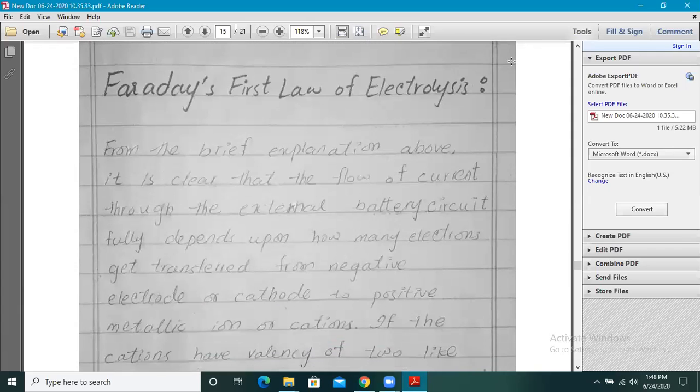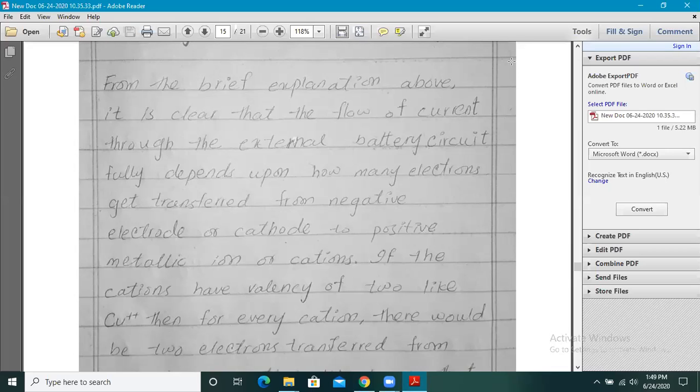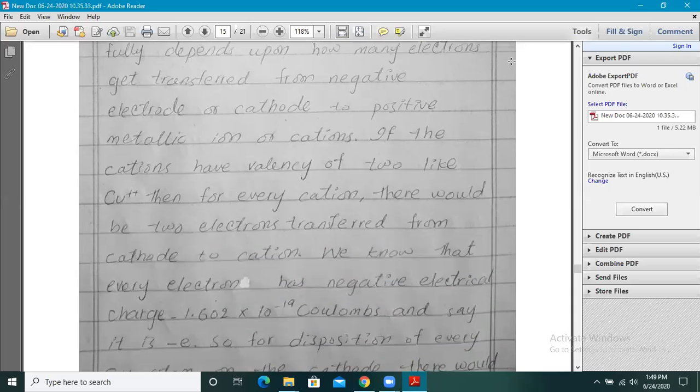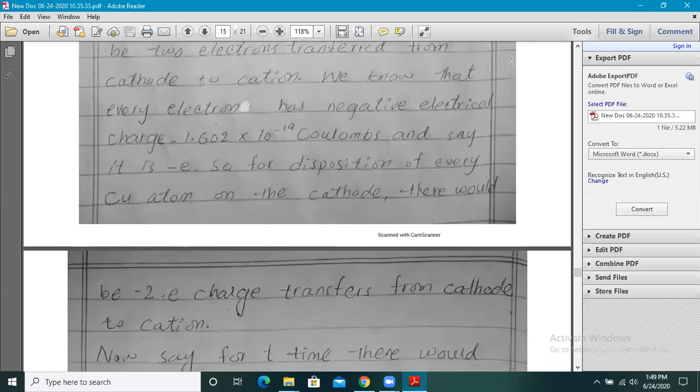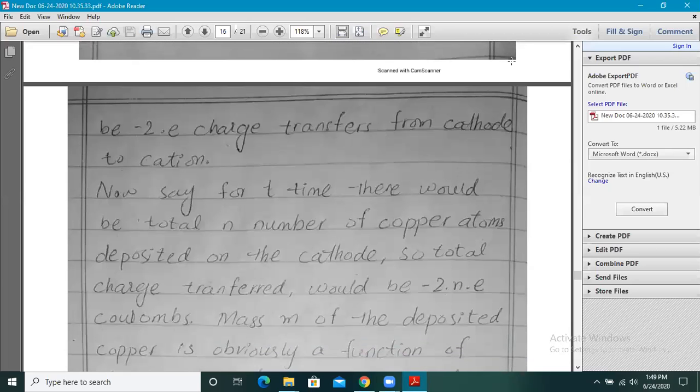Faraday's first law, in brief: the flow of current through the external battery circuit fully depends upon how many electrons get transferred from the negative electrode, the cathode, to the positive metallic ions, the cations. If the cations have a valency of 2, like Cu2+, and each electron has a negative electric charge of 1.6 × 10^-19 coulombs, then according to coulombs, a charge of minus 1 and minus 2 is transferred from cathode to anode.